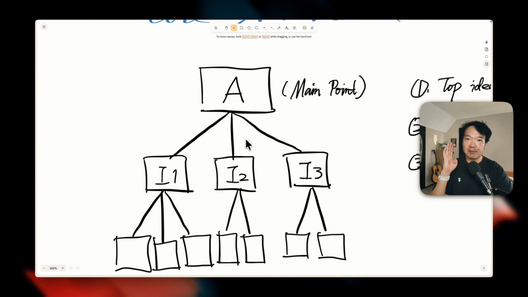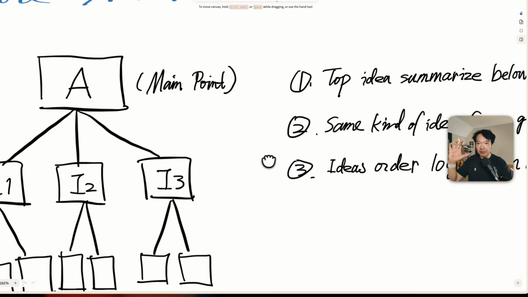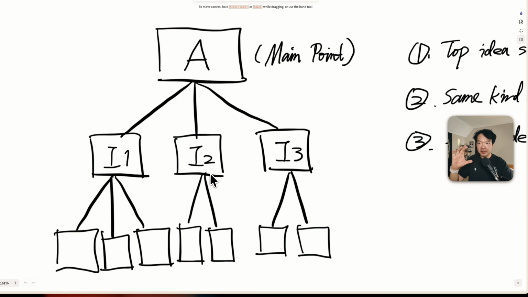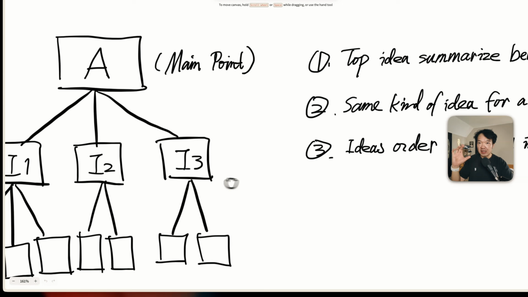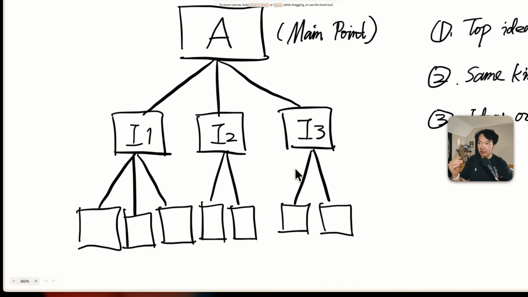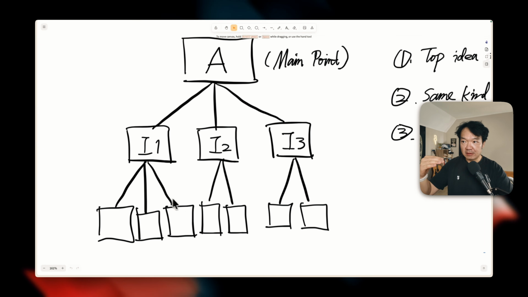So you basically present your main point first, and then the main point is supported by different ideas. Those different ideas are on the same level, and on that level, they are the same kind of idea. The ideas should also be ordered in a logical way, such as time order, spatial order, or sequence order. And it continues down below with other supporting sub-ideas. So basically it's a pyramid structure, easy to understand, right?